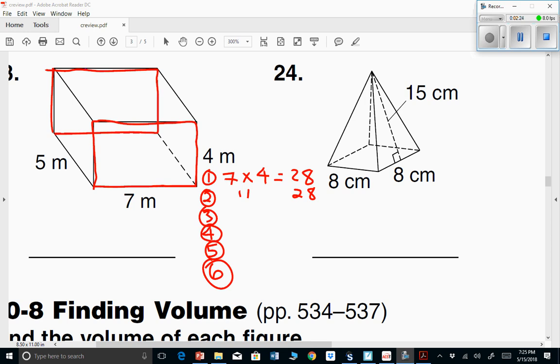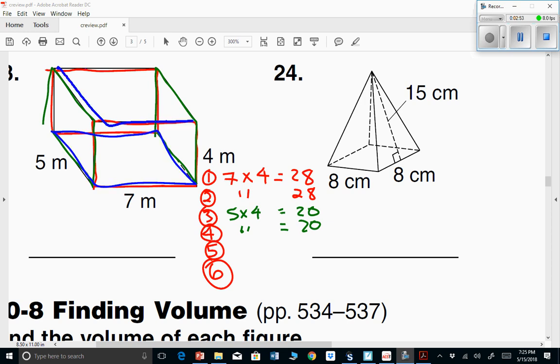Then we've got these sides, which are 5 by 4. 5 by 4 equals 20. And then the other one is exactly the same, and that's always going to be the case with rectangular prisms. You can have pairs of faces. And then you've got the top and the bottom. Those ones are going to be 7 by 5. Or you can just put ditto marks for that one if you want to.